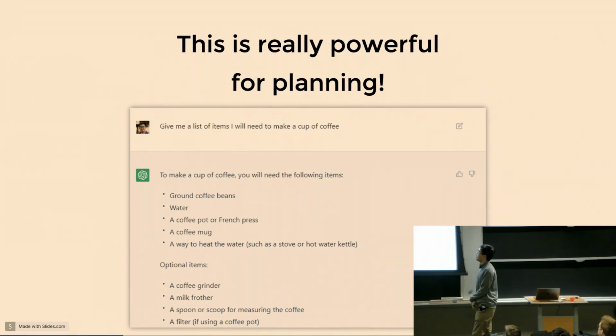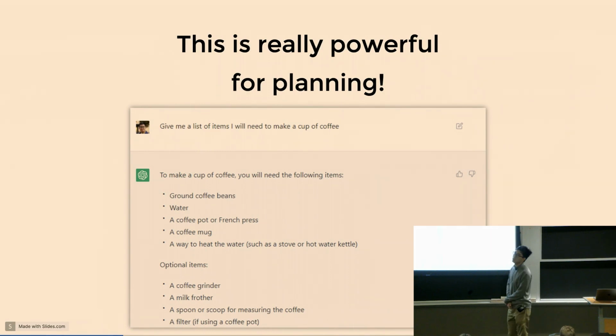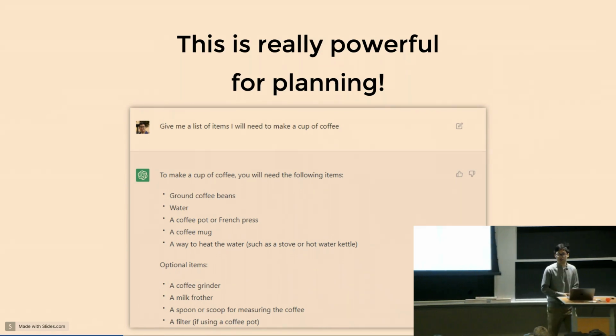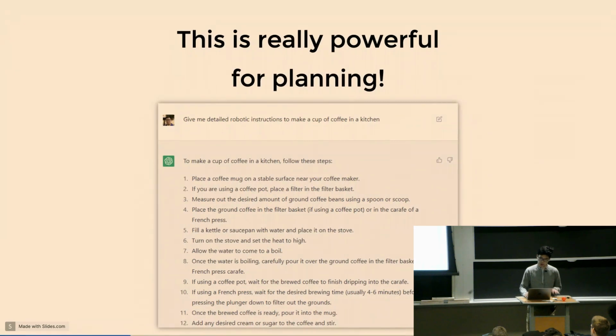For example, I can say, give me a list of items I will need to make a cup of coffee, and suddenly the language model will magically give you a list of grounded items like coffee beans and water. These are really useful structured quantities for planning, as you will see later in some papers we will present today.